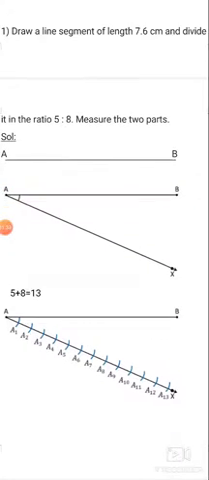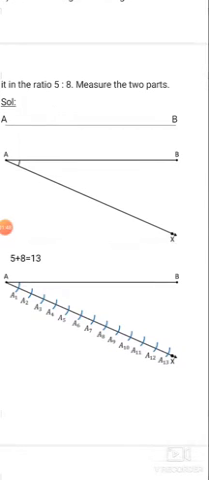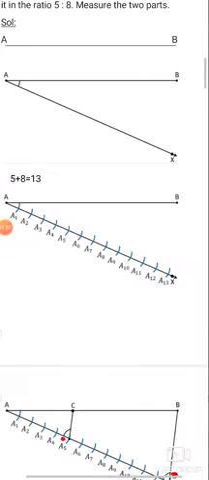After that, name it as A1, A2, A3, etc., up to A13. Now listen carefully. All these distances are same. Take same arc length. We cut it from starting A onwards. Okay. Now join B to A13.